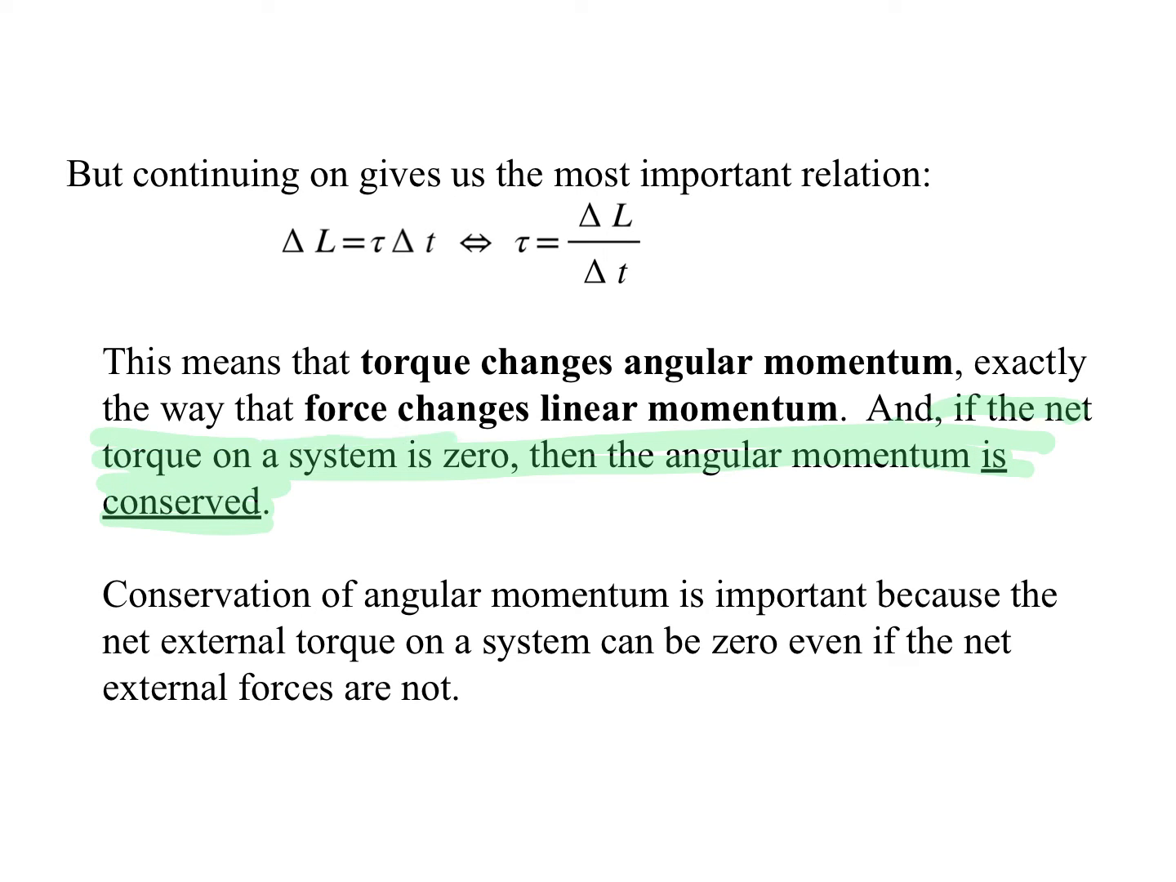And you might wonder, is this just another thing we've thrown in? And it's a little bit more than that. Conservation of angular momentum is important because the net external torque on a system can be 0 even when the net external force is not. In other words, it's actually easier to have a situation where angular momentum is conserved than to have one where linear momentum is conserved. This is because a lot of forces are so-called central forces. They act at, or have a line of action that passes through, the center of a system and therefore exert no net torque on it.